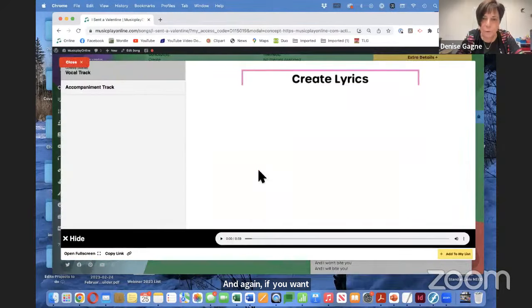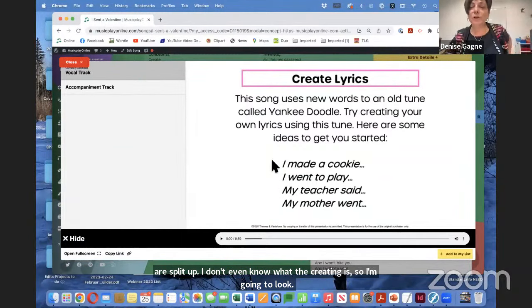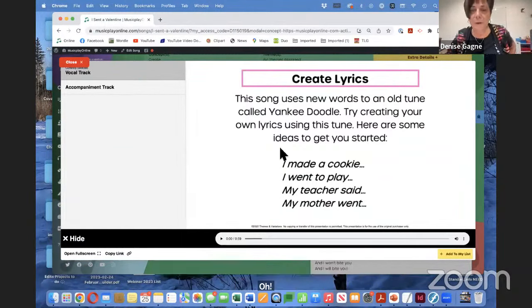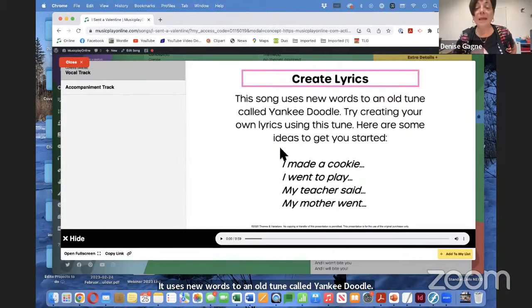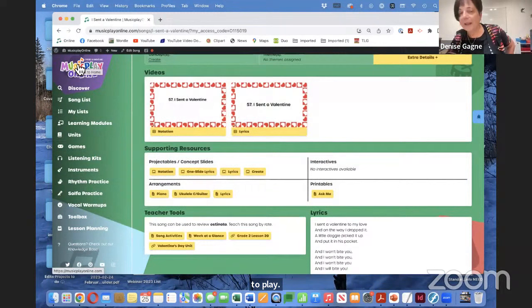I don't even know what the creating is, so I'm going to look. Oh, it uses new words to an old tune called Yankee Doodle. Try creating your own lyrics with this tune. I made a cookie, da, da, da. I went to play. It would be interesting to see what your second graders come up with for that.